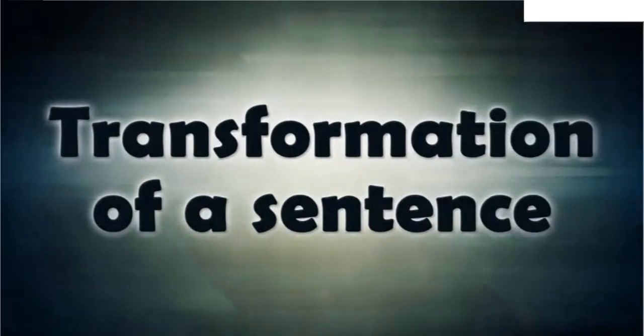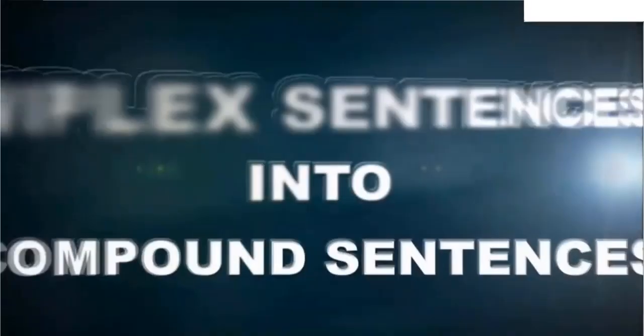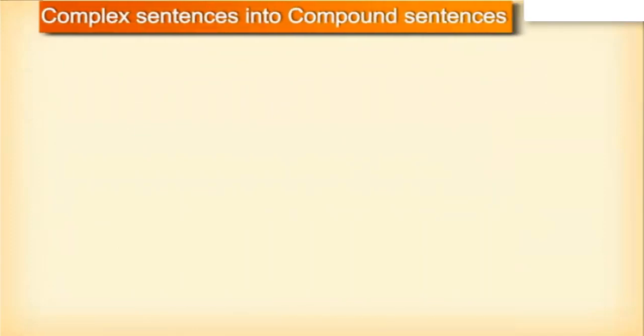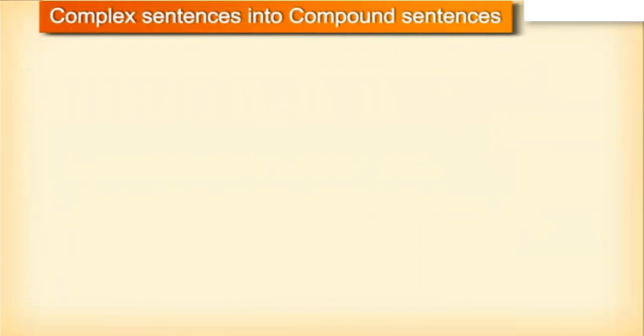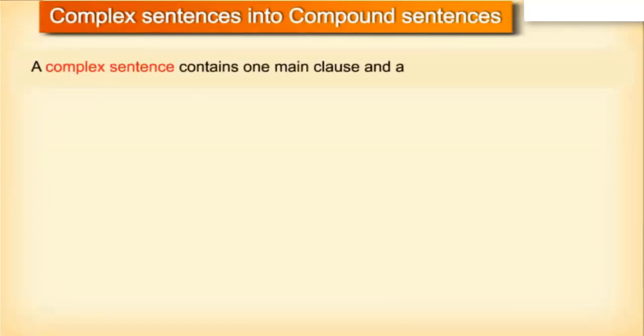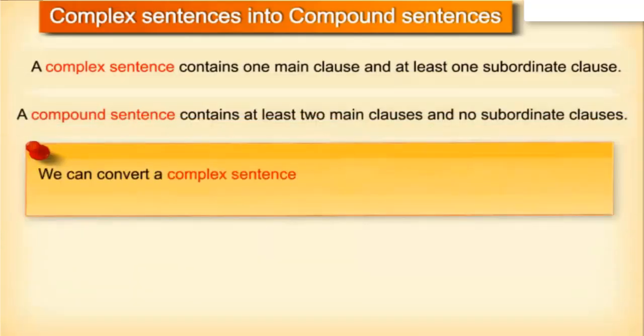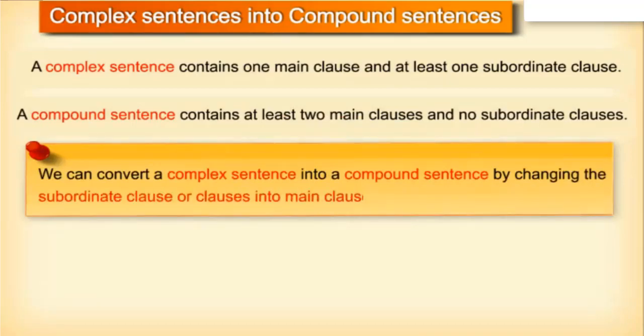Transformation of a sentence. Conversion of complex sentences into compound sentences. In this module, let us learn about converting complex sentences into compound sentences. A complex sentence contains one main clause and at least one subordinate clause. A compound sentence contains at least two main clauses and no subordinate clauses. We can convert a complex sentence into a compound sentence by changing the subordinate clause or clauses into main clauses.